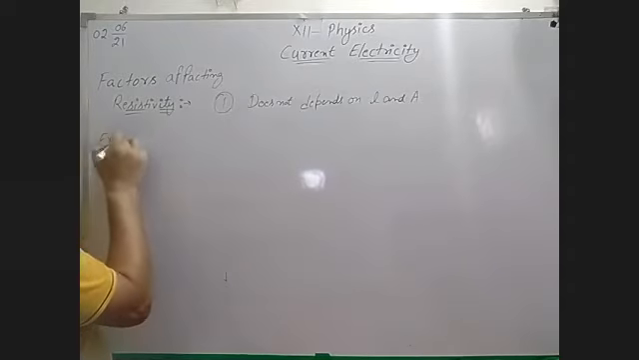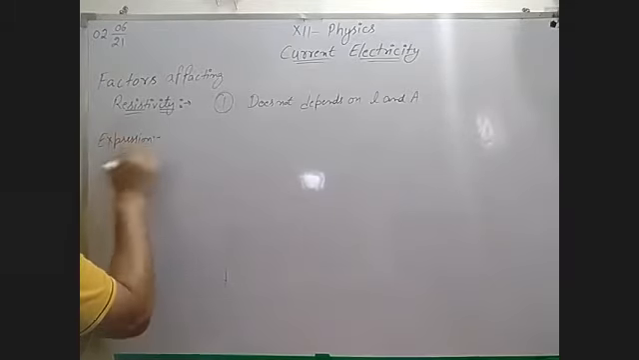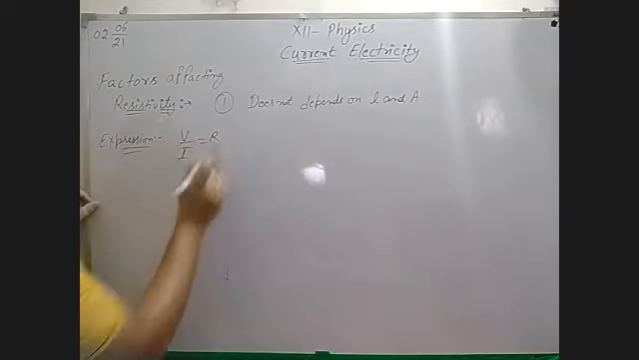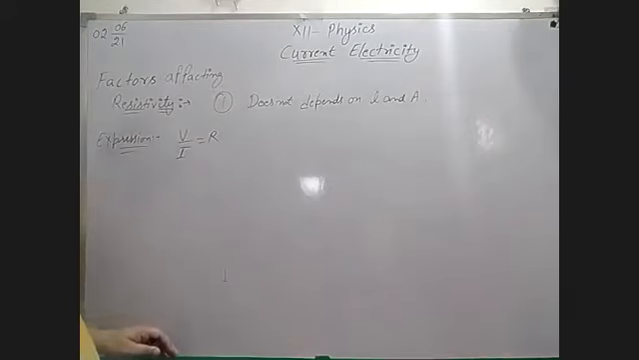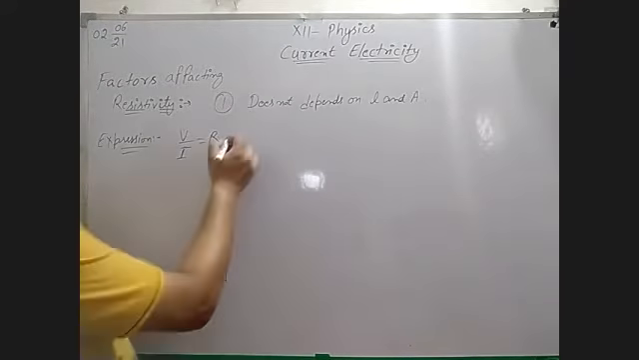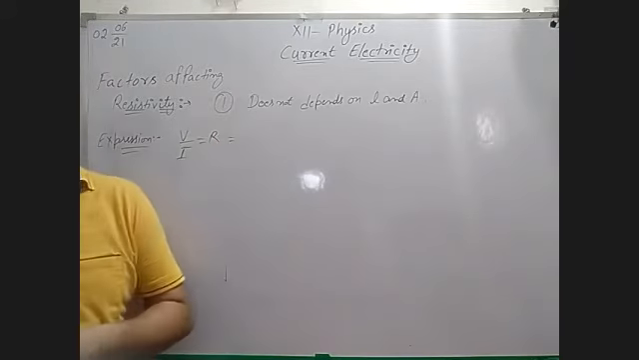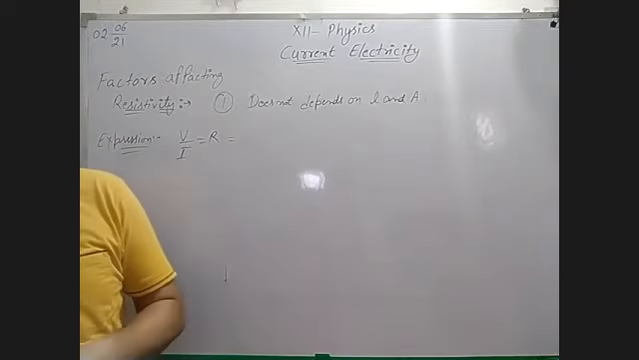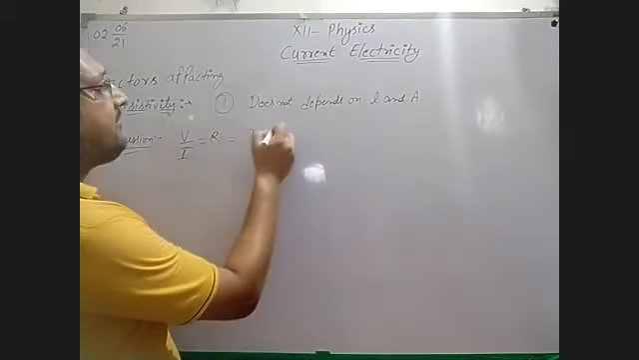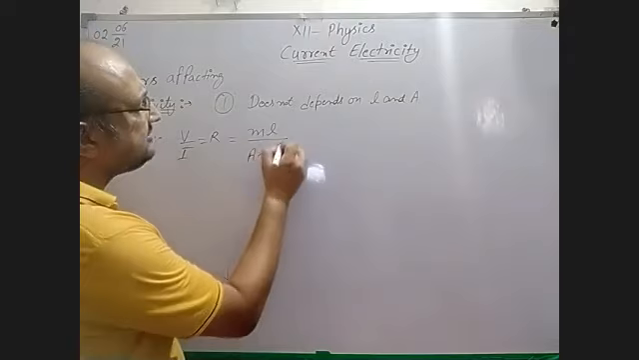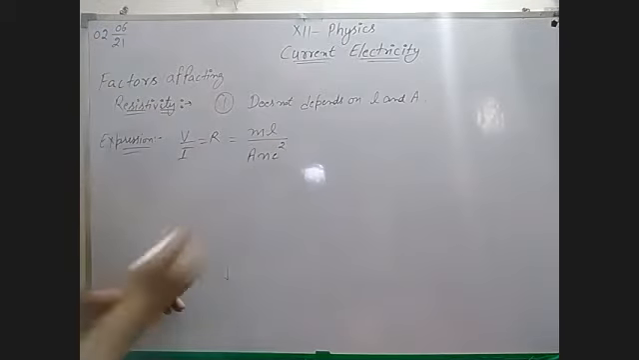So, the expression. You know that V upon I is equal to R by Ohm's law. But in the previous class, you determined the value of resistance by taking a constant in the deduction of Ohm's law, and that is m l by n e square tau.